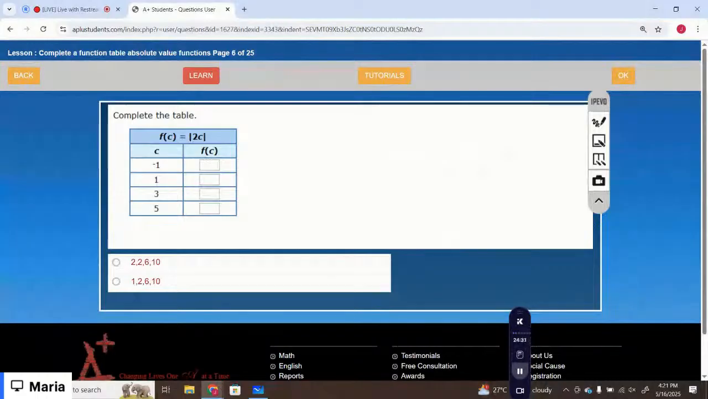Complete the table. Which is the correct option? That is 2, 2, 6, and 10. Option number 2 is the correct option. Option number 1 is the correct option.